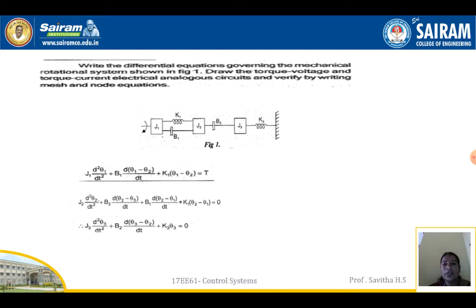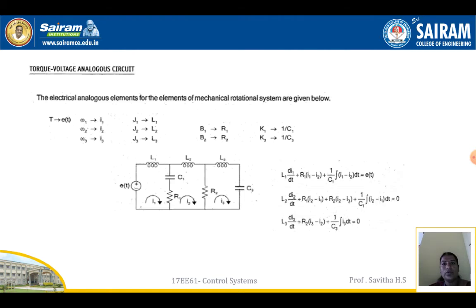Next, J2 d square theta 2 by dt square plus B2 into d of theta 2 minus theta 3 divided by dt plus B1 d of theta 2 minus theta 1 divided by dt plus K1 theta 2 minus theta 1 is equal to 0. The next one is J3 d square theta 3 by dt square plus B2 d of theta 3 minus theta 2 divided by dt plus K3 into theta 3 is equal to 0.